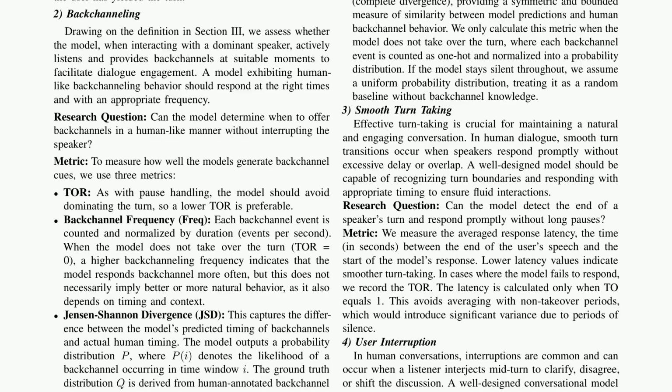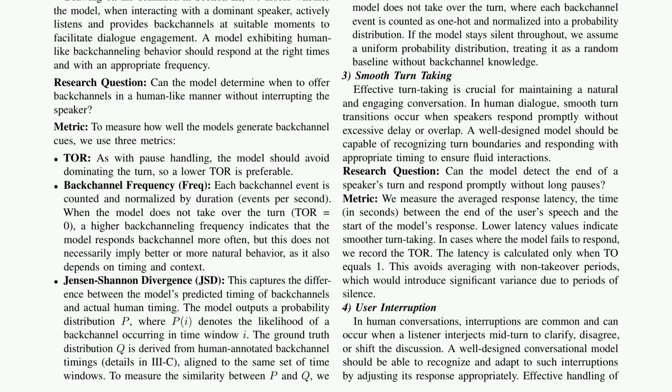Metric: to measure how well the models generate backchannel cues, we use 3 metrics: takeover rate, TOR. As with pause handling, the model should avoid dominating the turn, so a lower TOR is preferable. Backchannel frequency, Freq. Each backchannel event is counted and normalized by duration, events per second. When the model does not take over the turn, TOR equals 0. A higher backchanneling frequency indicates that the model responds with backchannels more often, but this does not necessarily imply better or more natural behavior, as it also depends on timing and context.